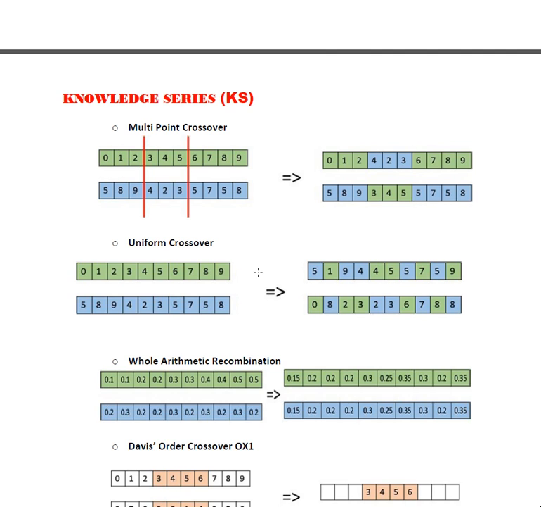Uniform crossover. In the uniform crossover, what we do is we select certain bits. Say for example, here if you take this bit, we change between the 0, then we go for a 2 3, then we go for a 6, then we go for a 8. These bits are interchanged, so this is known as uniform crossover.